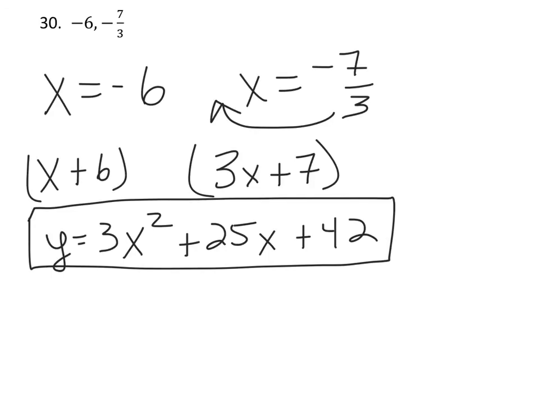Okay, so here we set these zeros equal to x, and then just added 6 to both sides here. I got x plus 6 as one of my factors. The other factor, multiply by 3, that gives me 3x. Add the 7, 3x plus 7. Now multiply these together to get the standard form. You get 3x squared plus 25x plus 42. This is in standard form. And that's the end of the review for the third 6 weeks test.